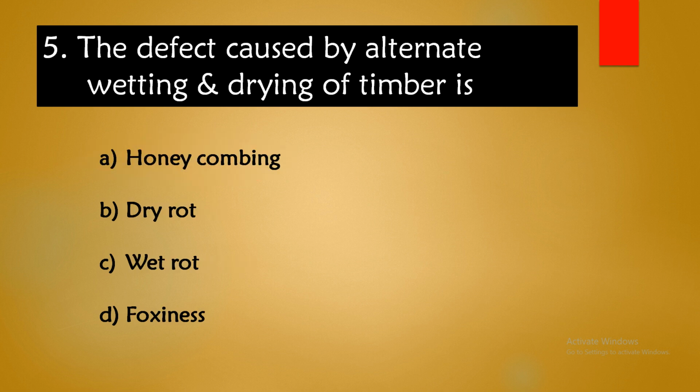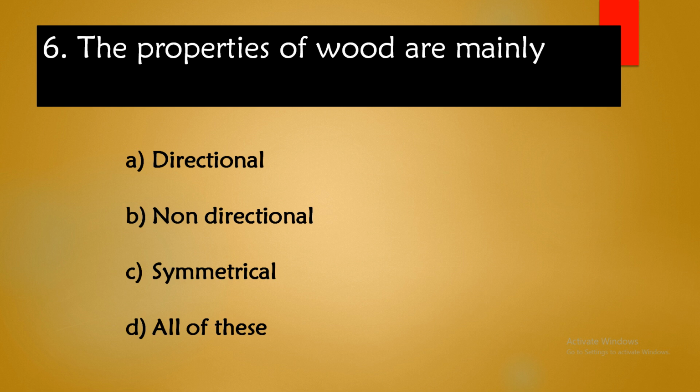The defect caused by alternate wetting and drying of timber is: honeycombing, dry rot, wet rot, foxiness. The answer is wet rot. The properties of wood are mainly: directional, non-directional, symmetrical, all of these. The answer is the properties of wood are mainly directional.